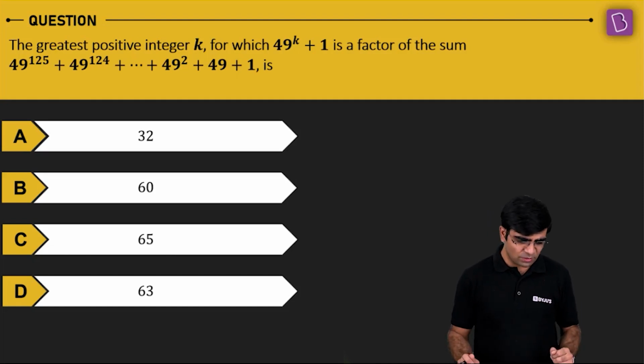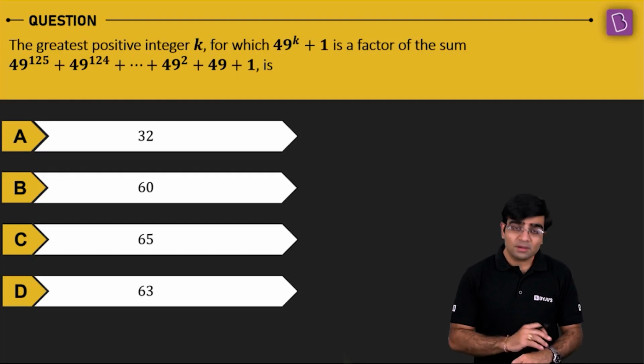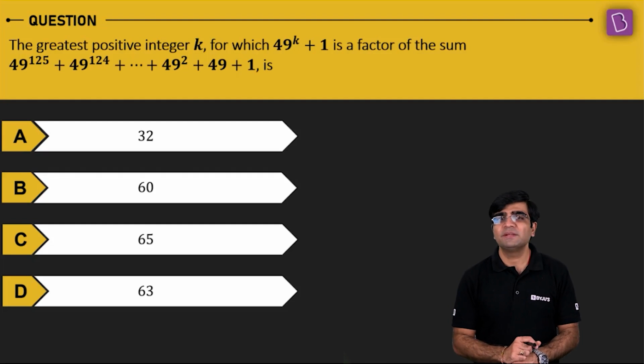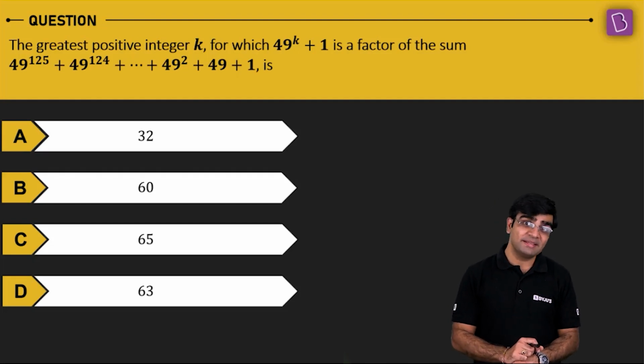Where have you seen this kind of question? Not exactly this question, you may or may not. But where exactly have you seen these kinds of questions? The chapter is binomial theorem. Yes, that's how you have to think about it.